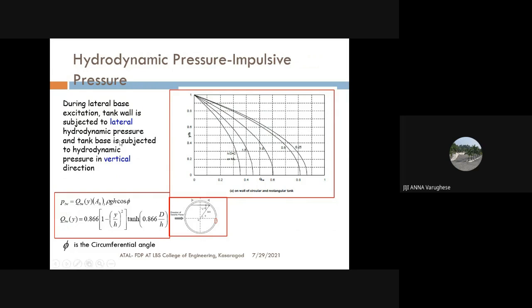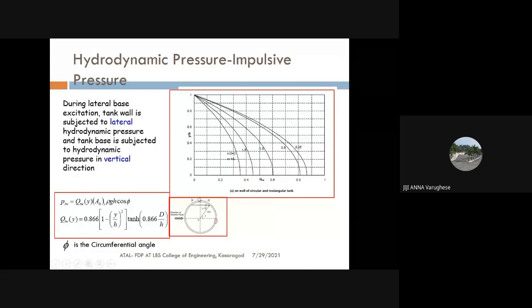So how many unknowns are there? There are 4 unknowns. One is PIW, which is impulsive pressure acting on the wall. Then PIB denotes impulsive pressure acting on the base slab. The third one is PCW, which is the convective pressure acting on the wall, and PCB, which is the convective pressure acting on the base slab. So there are equations given in the code for finding out the impulsive pressure which is acting on the wall. And this impulsive pressure value depends upon the circumferential angle.